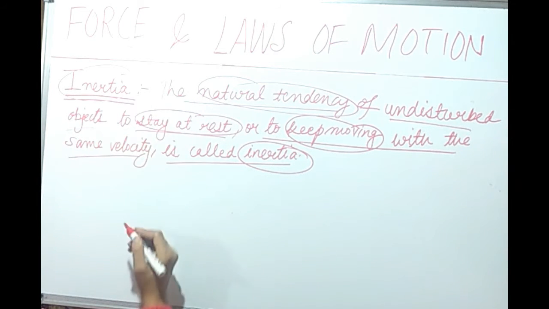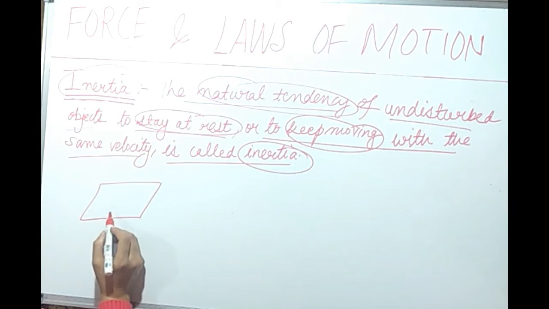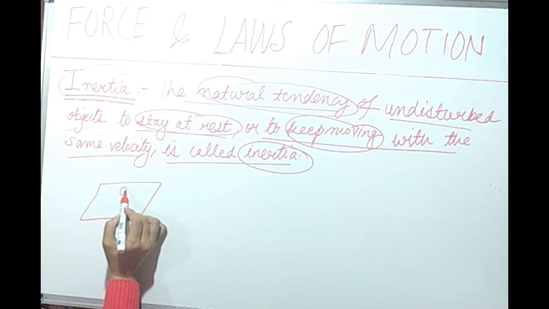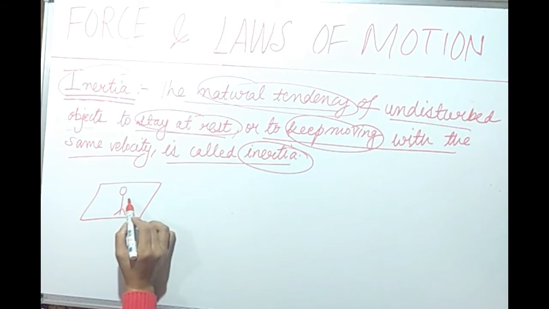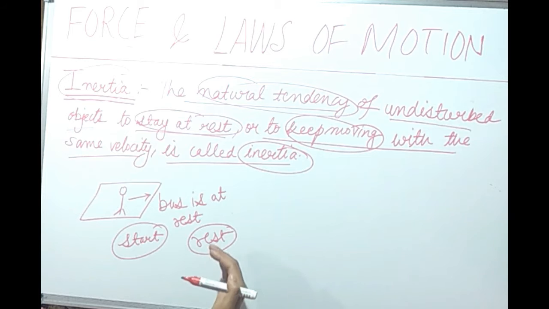You can understand this with the help of an example. Suppose there is a bus that is at rest at present, and we are standing in the bus, waiting for it to start. Now the bus suddenly starts and we tend to fall backward. What is the reason to fall backward? Earlier our body was at rest and the bus was at rest. But when the bus starts, our body falls backward because our body's natural tendency is to try to stay at rest.